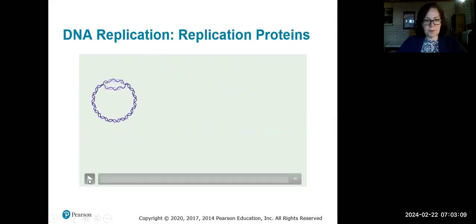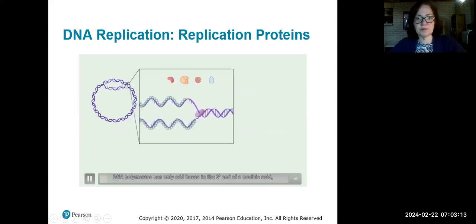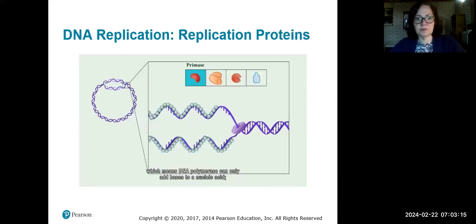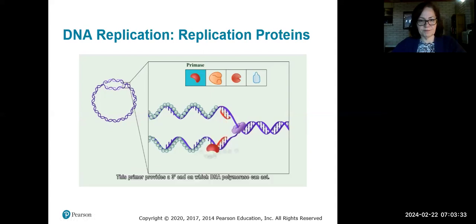One more video. DNA polymerase can only add bases to the 3' end of the nucleic acid, which means DNA polymerase can only add bases to a nucleic acid. It cannot start replication from scratch. Cells use an enzyme called primase to synthesize a short piece of RNA called an RNA primer. This primer provides a 3' end on which DNA polymerase can act.